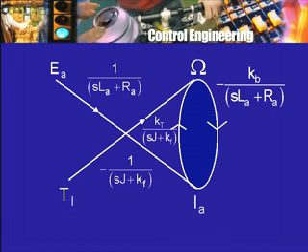Remember, we are going to look upon omega and Ia as non-input nodes, and Ea and TL will be the input nodes. So first I have an arrow going from Ea to Ia with a gain of 1 over SLA plus Ra, and there is an arrow going from omega to Ia with a gain of minus Kb divided by SLA plus Ra. That is one.